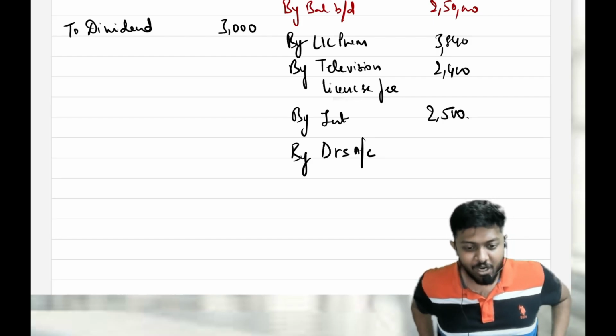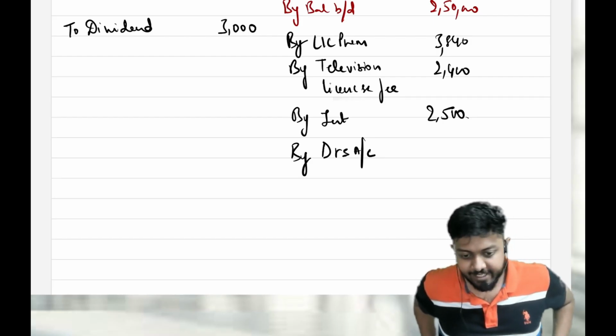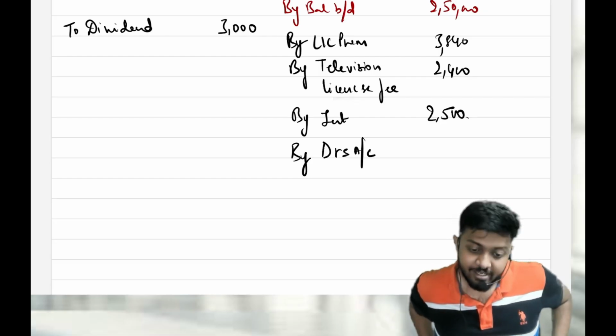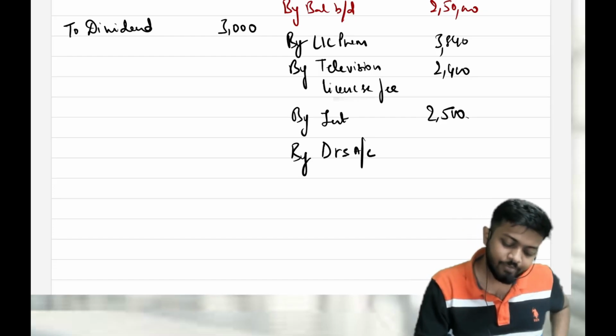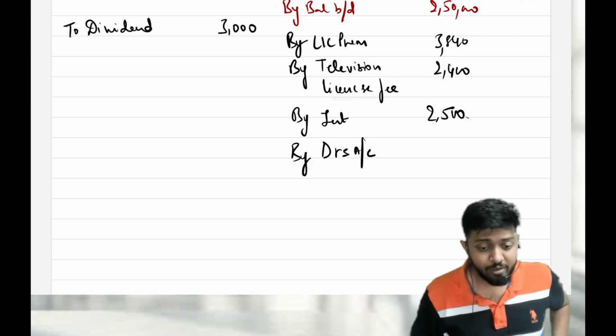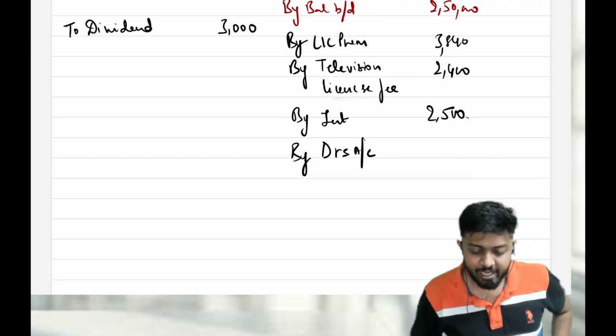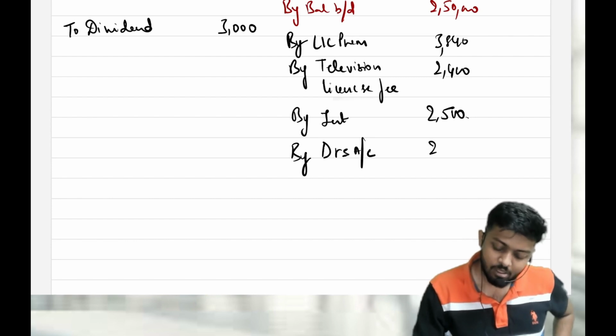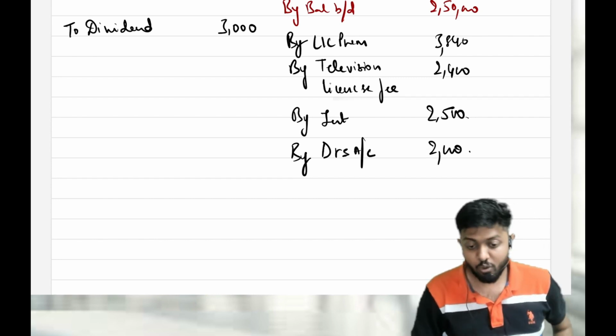Bills receivable discounted, dishonored. What is the entry? Think about it. Debtors will come back to our books. So debtors will come. So amount is 2,000. If at all discount was there, the discount amount also we should add here. Now along with discount, it will be deducted. 2,000, not only the net amount.